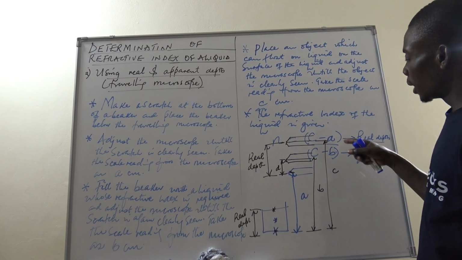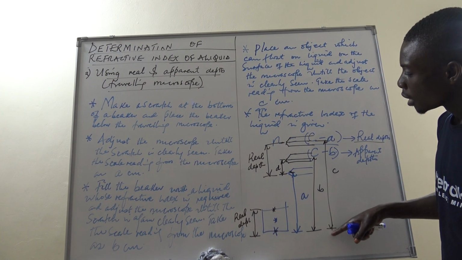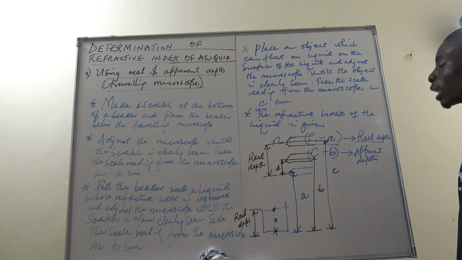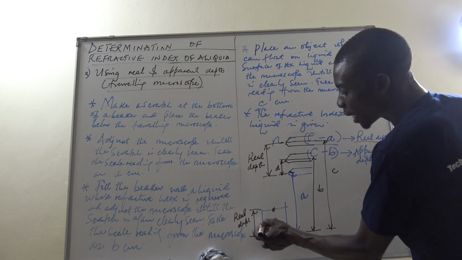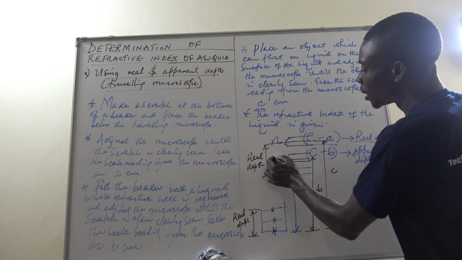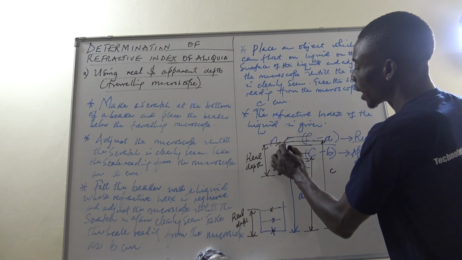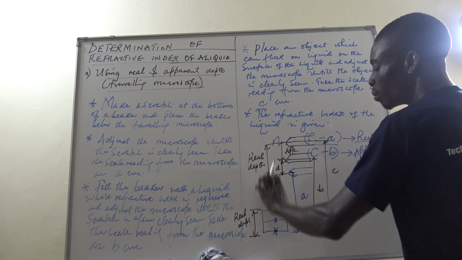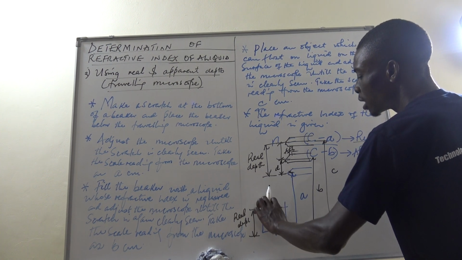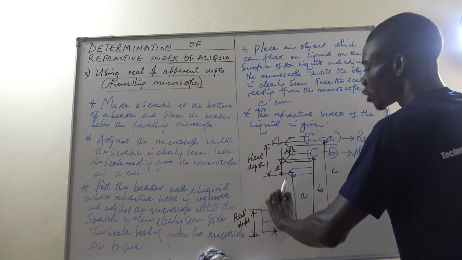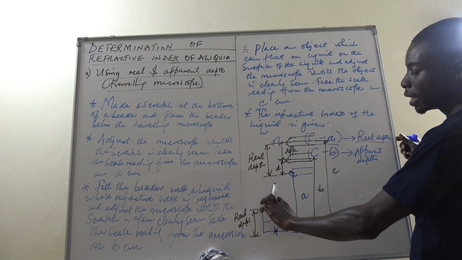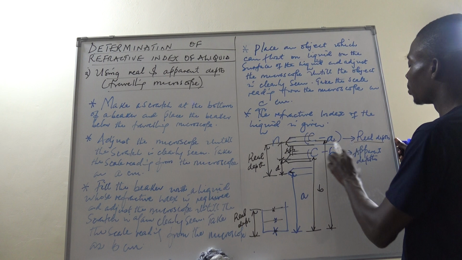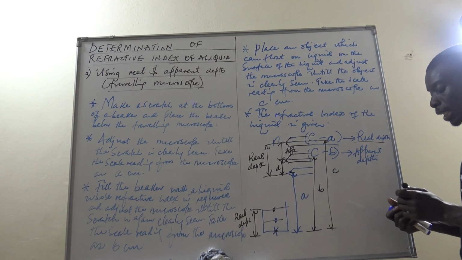But now what is real depth? It is C subtract A, we shall remain with the real depth. Now, what about apparent depth? Apparent depth is this, which is the same as this. This is apparent depth, isn't it? So if I'm looking at this being this, that means that to get this, it is the same as C minus B will be my apparent depth.